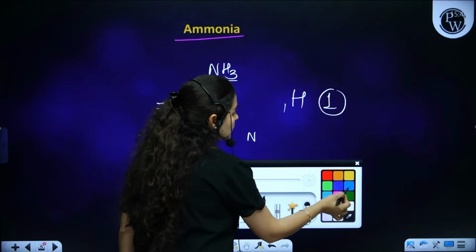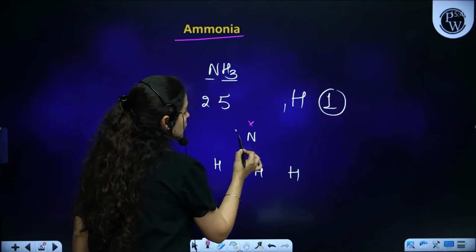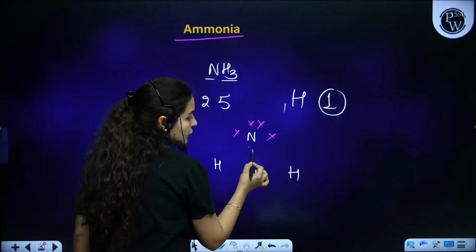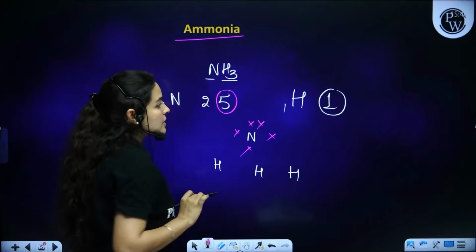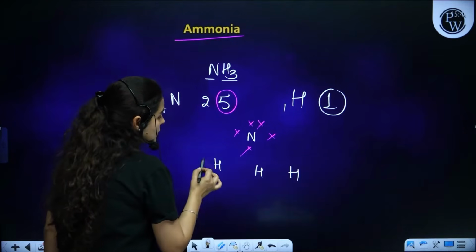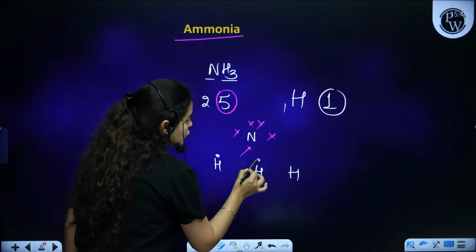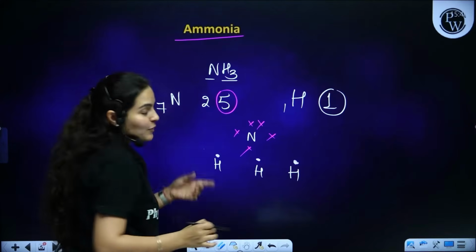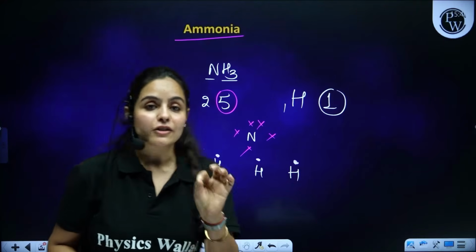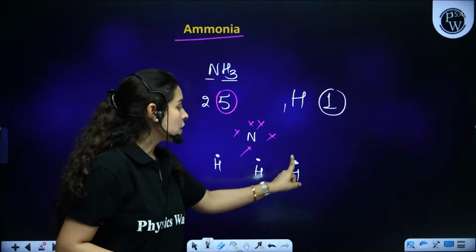Nitrogen has how many electrons? It has 1, 2, 3, 4 and 5, right? 5 valence electrons. Every hydrogen has how many electrons? It has 1, 2, 3. Basically, each hydrogen has 1 electron in its valence shell. So 1 electron for each hydrogen.